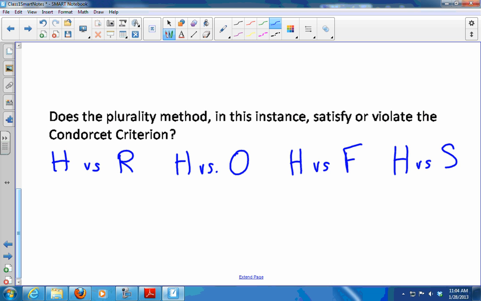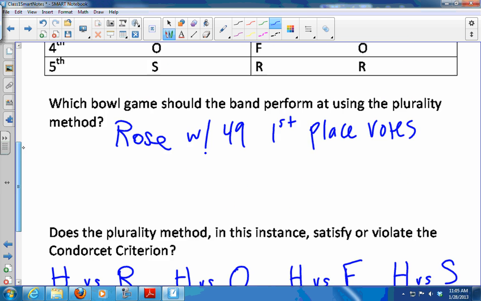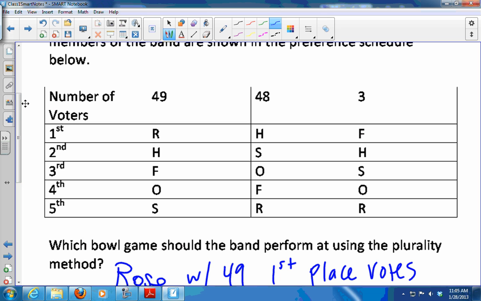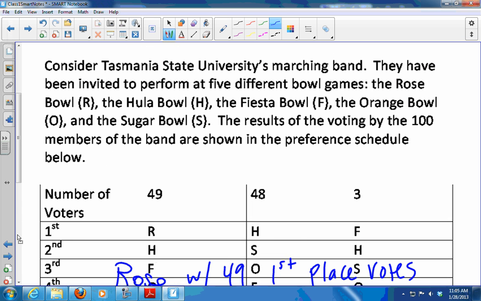Now, because we know preference ballots are transitive, we can tell for any given person if they would choose Hula or Rose if they had to choose. So let's look at these first 49 people. If they had to choose between the Rose Bowl and the Hula Bowl, who would they vote for? The Rose Bowl, because they have it ranked above Hula.